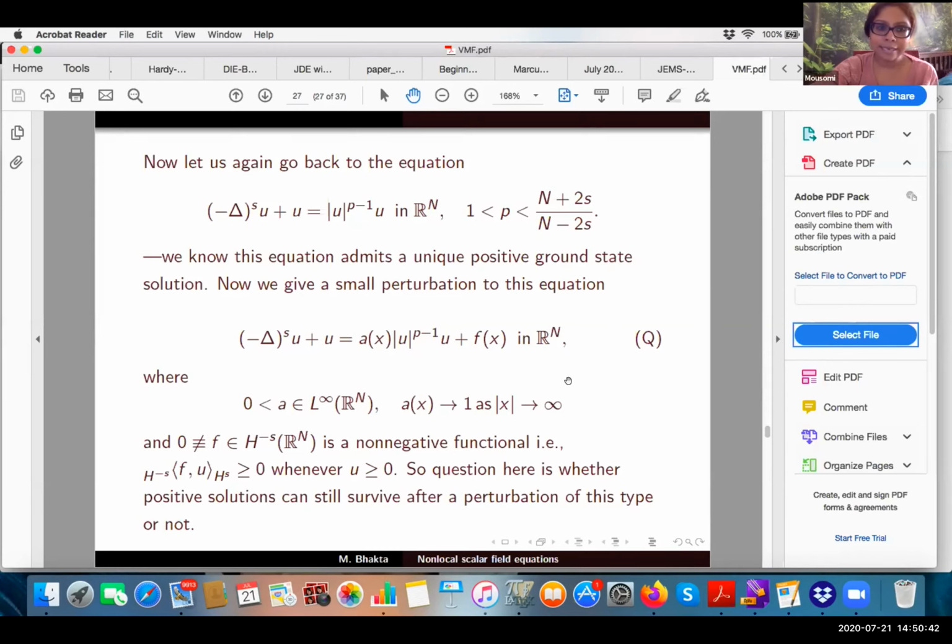Well, as I said, the topic is the scalar field equation, and it is coming from the physics point of view, right? The Schrodinger equation and the scalar field equation come from there.